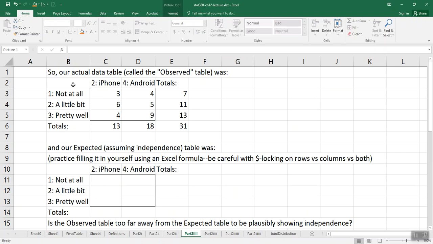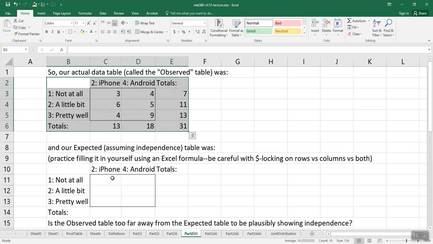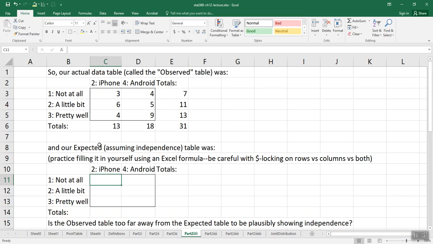So here was our observed data, and what's our table of expected data, expected assuming independence? So try to fill in a formula here that uses the row and column totals. That's good practice. So maybe go recreate this table for yourself in Excel and create a new table like that. Ready? 3, 2, 1, pause and go.